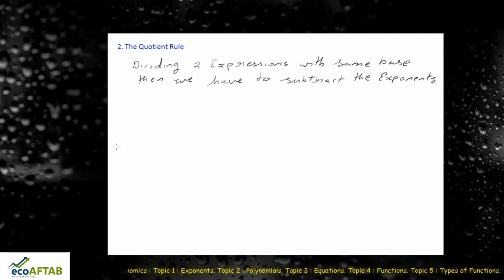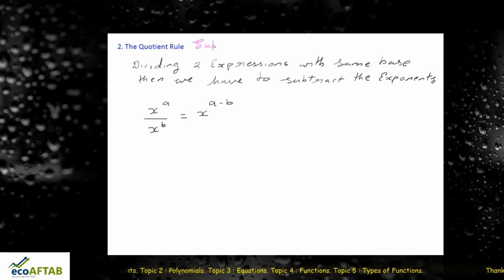So it will be more clear if I take an example of the quotient rule. First, dividing two expressions with the same base. If I say x raised to a divided by x raised to b, how can we write it? This we can write as x raised to a minus b. So here what we are doing with the exponents? In this case we are subtracting the exponents, that is x raised to a minus b.